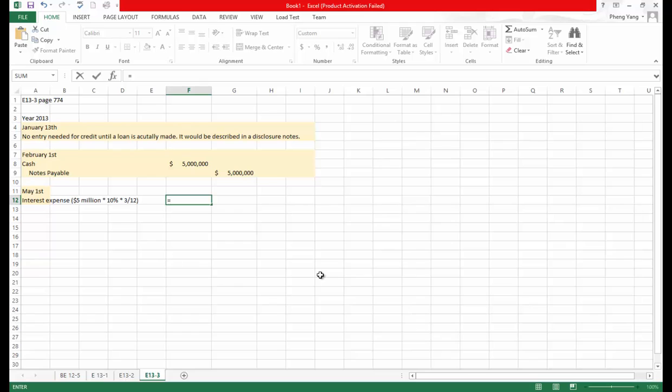So let me put in my formula here. 10% times 3 over 12. That should get us to $125,000 for interest expense. We're going to take our note off the books because we're paying it off at the face amount, of course, of the $5 million, and then we're going to pay our cash, which is then the sum of these two. Okay.